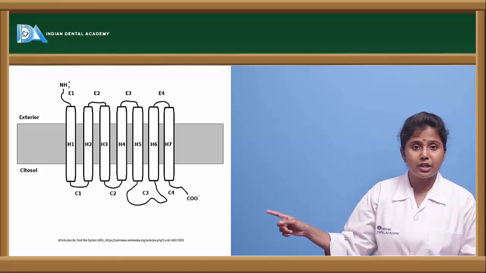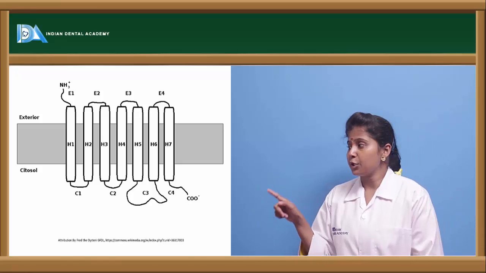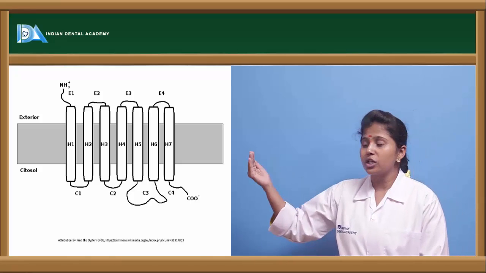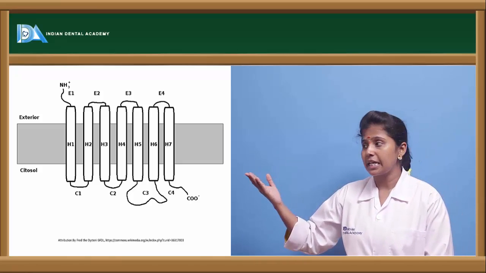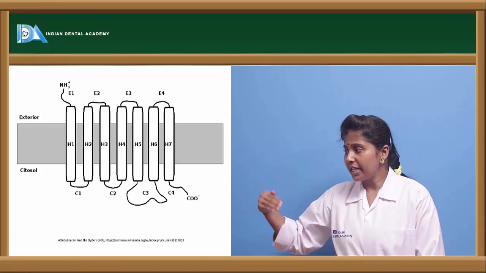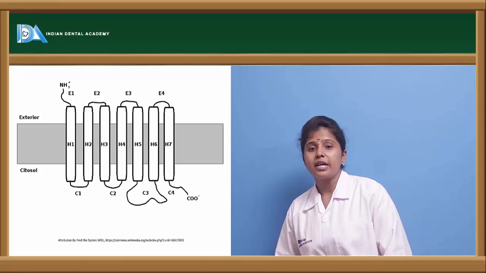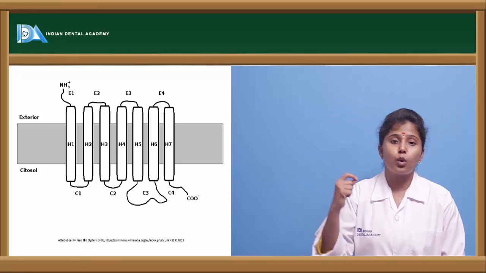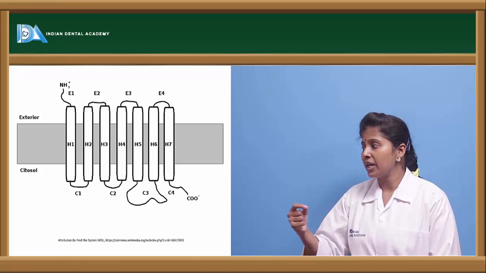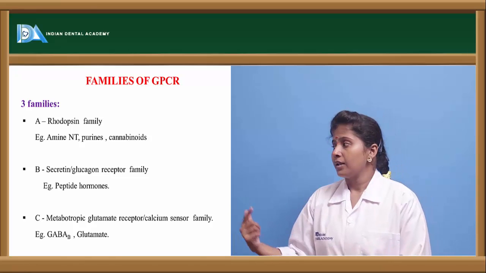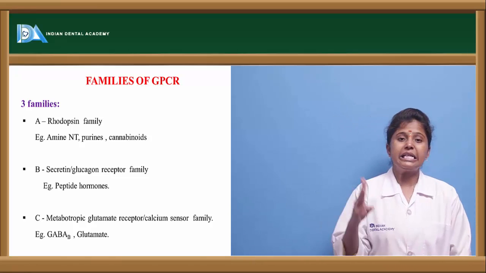If we see the structure, it has 7 helices, H1, H2, H3, H4, H5, H6 and H7. Extracellularly, that is outside the cytosol, 3 loops are present, E2, E3 and E4. And intracellularly, there are 3 loops present, C1, C2 and C3. And there are free ends where one end is attached with an amino group, and the other end is connected with a carboxyl group. And GPCRs have 3 families.